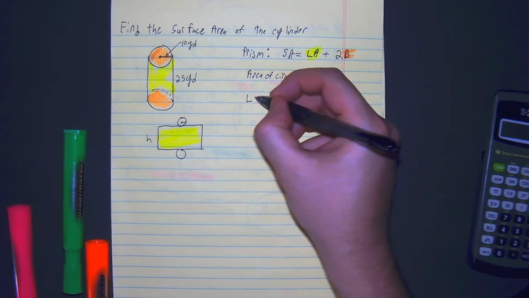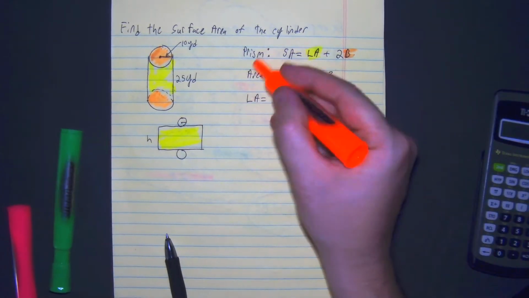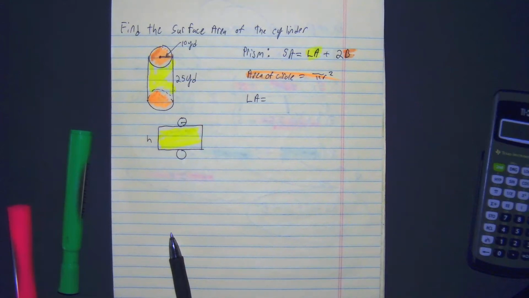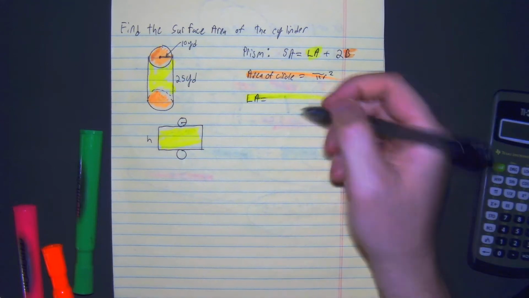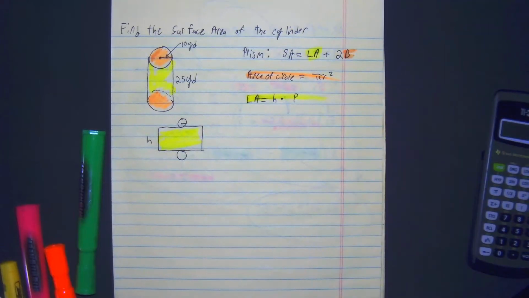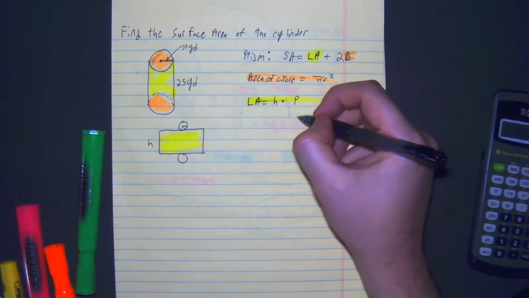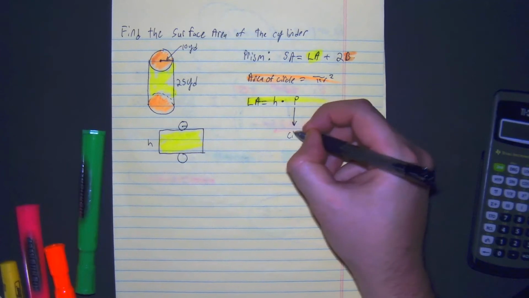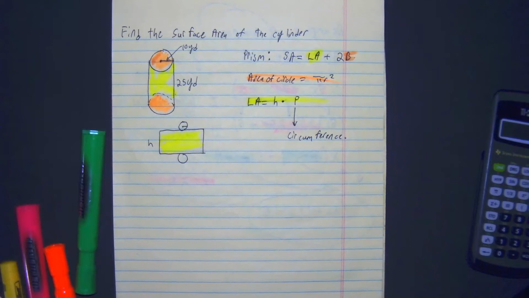Because remember, lateral area, let me just highlight this, lateral area was dealing with the height times the perimeter. Well, what do you recall from our circle unit? Perimeter is just another fancy word for circumference. So that's basically a fancy word for circumference.